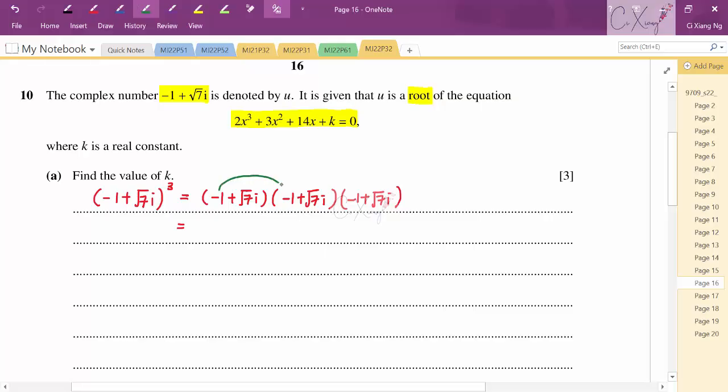Negative 1 multiplied with negative 1, so I'm having 1. After that, negative 1 multiplied with this, so we are having negative square root 7i. Next term, positive square root 7i multiplied with negative 1, so again I'm having negative square root 7i. And the last term is this one. Square root 7 multiplied with square root 7, I get a 7. I multiply with i squared, so it should be 7i squared. Since i squared is negative 1, eventually if I simplify, I'm having negative 7 here.